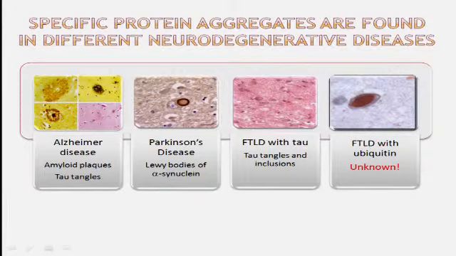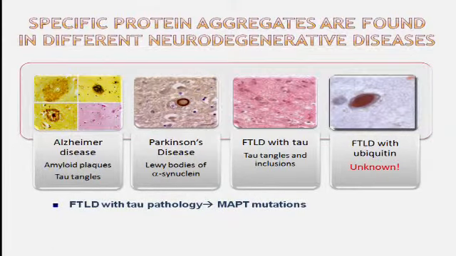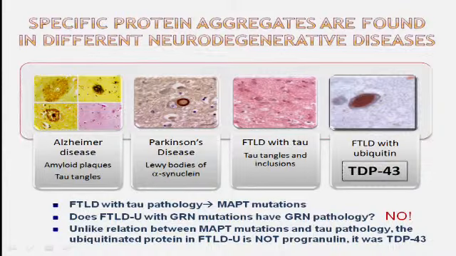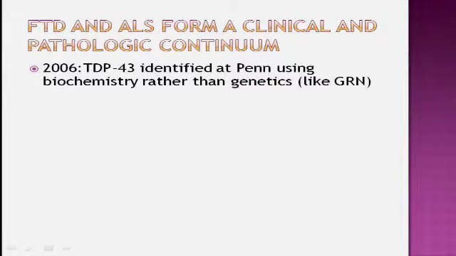So what is the gene responsible for FTLD with ubiquitin? Now remember that this is the FTLD-U that we were just talking about. And it makes sense that it should be progranulin, because if you have FTLD with tau, you should have tau mutations. But do you have progranulin pathology in FTLD-U with progranulin mutations? The answer is no. Unlike that relationship, FTLD-U isn't progranulin, it's something called TDP43.